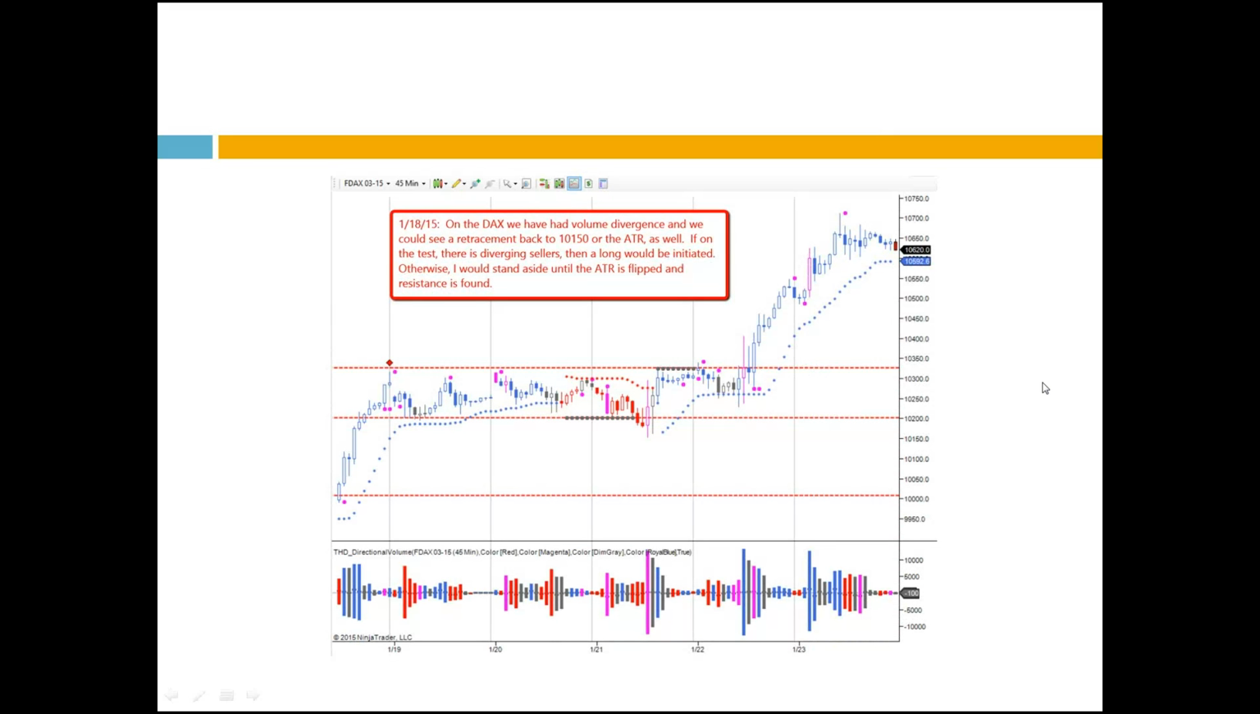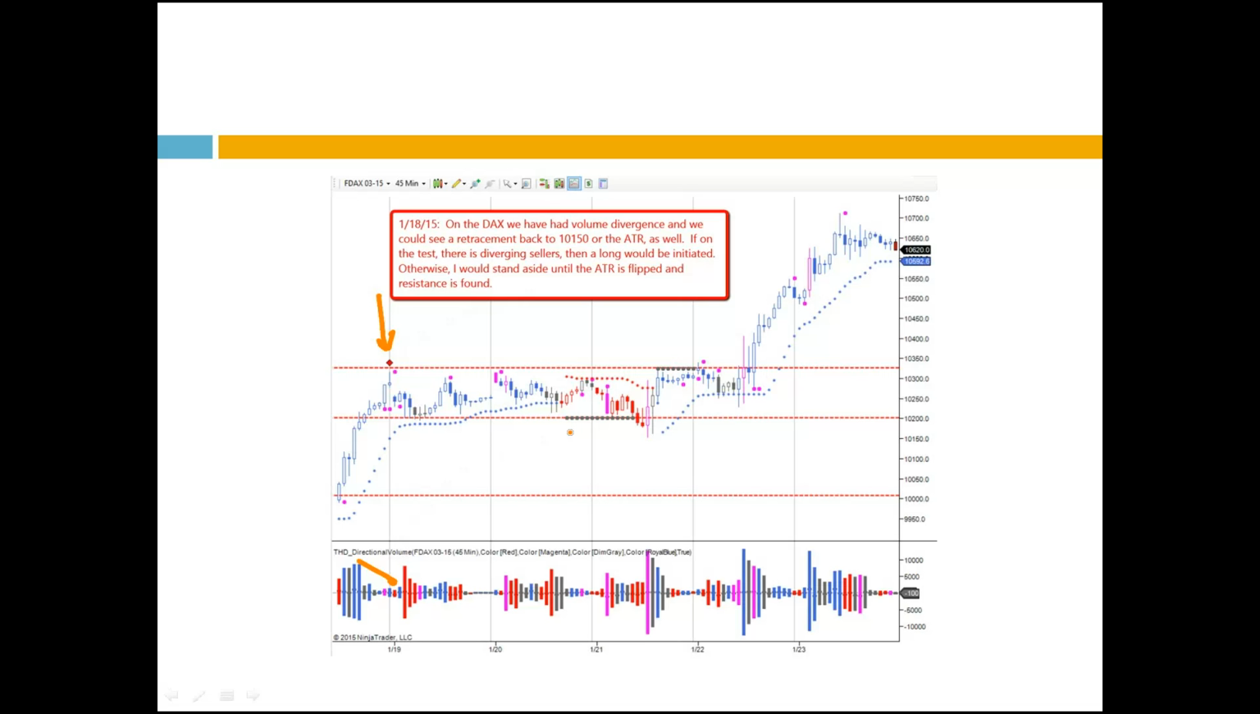Now, last week on the DAX, we had volume divergence. And do you see this little diamond right here? Does everybody see this little diamond here? Okay. This was the chart as I saw it last week. And I said, we've had volume divergence. Do you see the volume divergence? Actually to there. Okay. We could see a retracement back to 101.50 or the ATR. If on the test there is divergent sellers, then a long would be initiated.